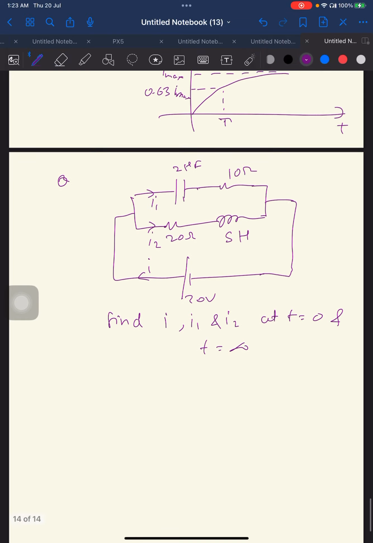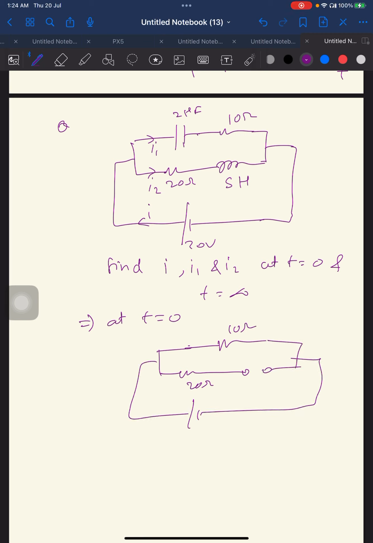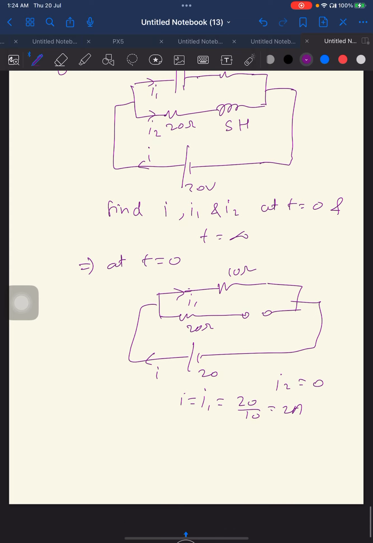So you have to do this question. We know at t equal to 0, the capacitor behaves like a short circuit, while the inductor will behave like an open circuit. The circuit will behave like this. So here I2 will become 0, and I and I1 are going to be the same, equal to voltage 20 by 10, that is 2 ampere. Understood?